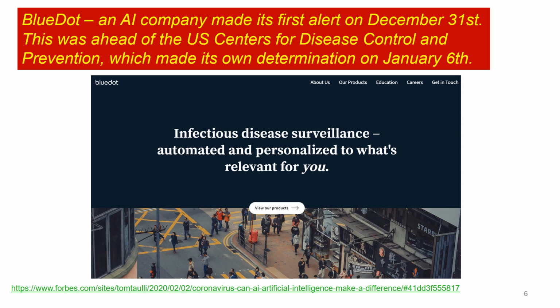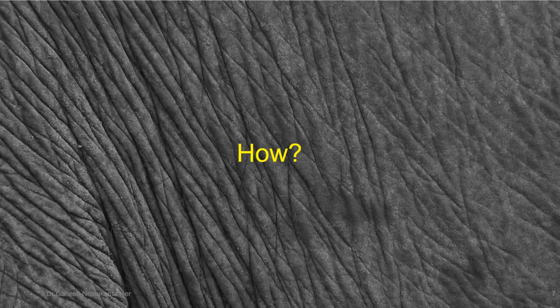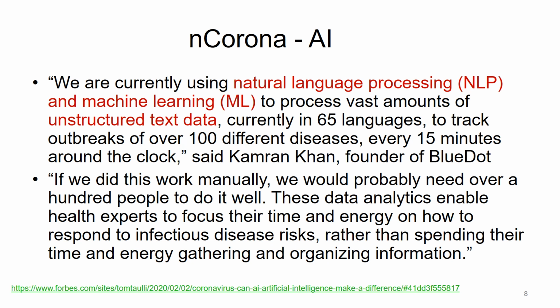And one of the newsmakers during this time is Blue Dot, an AI company which made its first alert on December 31st, which is ahead of the US Centers for Disease Control and Prevention. So Blue Dot really did determine that there is a pandemic coming much before even official agencies came out. And Blue Dot is a company which tries to process data from various media and tries to detect such pandemics.